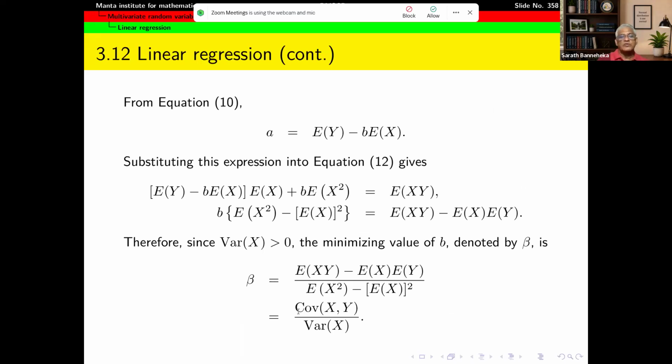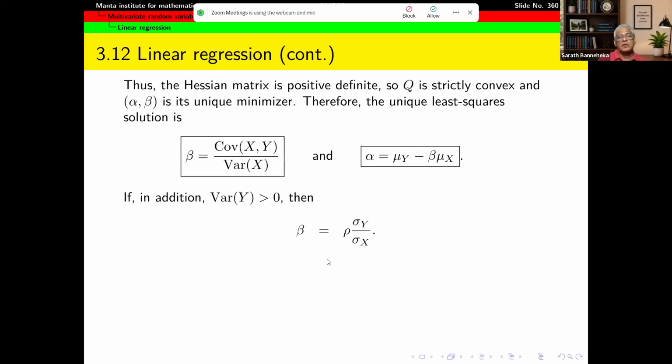Because we can write down covariance is equal to rho times sigma x times sigma y. So one sigma y will be cancelled out with the sigma y square here. Therefore you get this expression: beta is equal to rho times sigma y divided by sigma x, where rho is the theoretical Pearson correlation coefficient, or the population Pearson correlation coefficient.